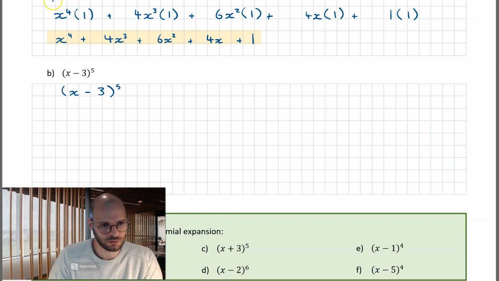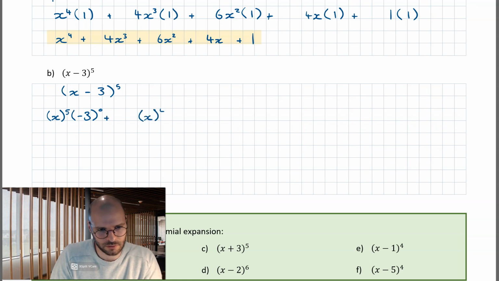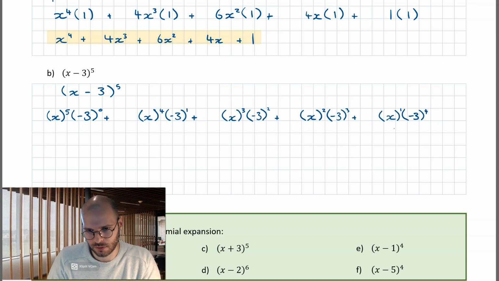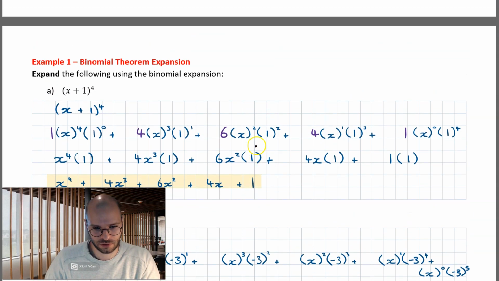So we've got x take 3 all to the 5. I'm going to use the pattern again. So it's going to be a is x, so that's x to the 5, then minus 3 to the 0. Put in my plus, and I'll run the pattern again. Okay, so I've started it out. Now I need to go collect my coefficients.